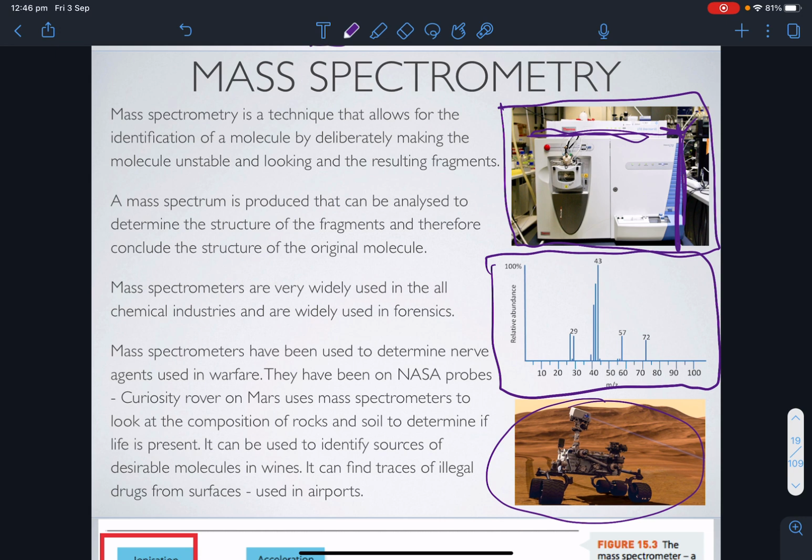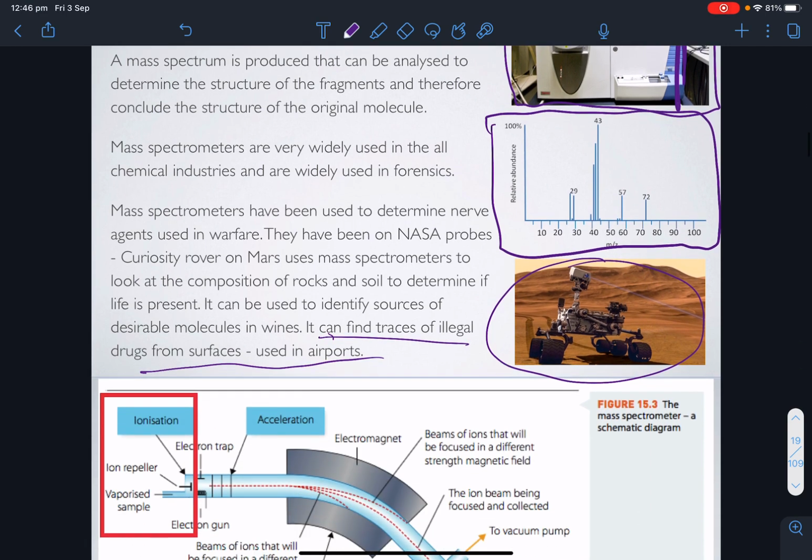You can find illegal traces of drugs from surfaces. So airports use rudimentary mass spectrometers, with a wand kind of thing. Lots of different applications. I've used them in research back when I was doing research as well. I can go on many tangents here.